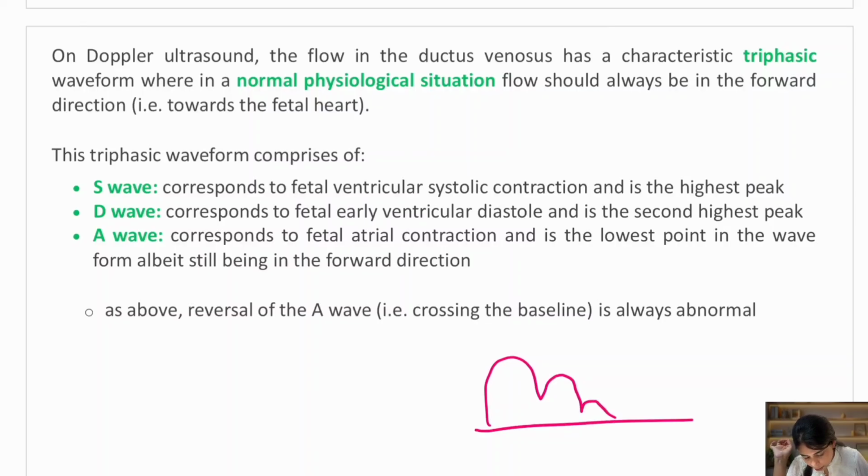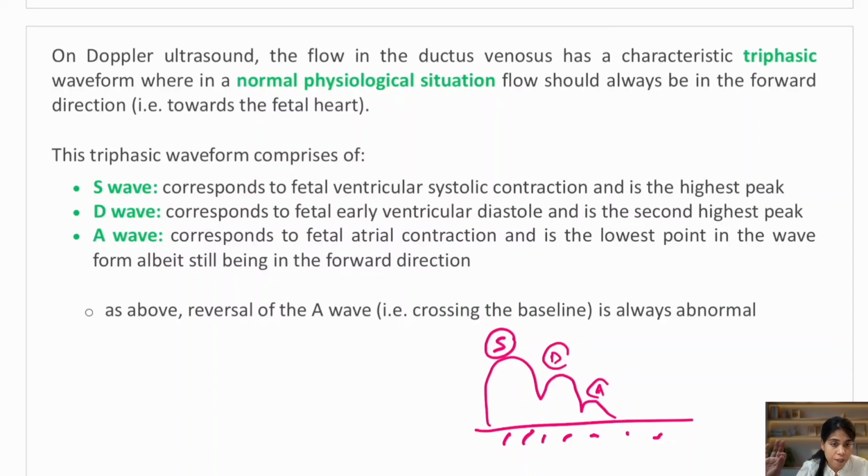Okay, so three peaks are there, and mind you, they are not below this baseline. S is the highest wave, that is for fetal ventricular systolic contraction. The next one is the D wave, that is for fetal early ventricular diastole, and the A wave is for the atrial contraction, and it is the lowest point in the waveform. But still it's in the forward direction, it will be above the level of baseline.